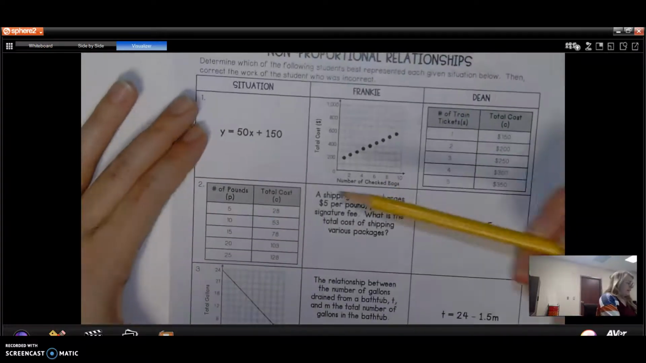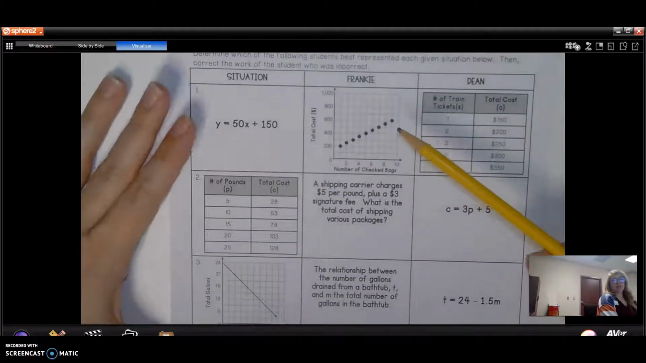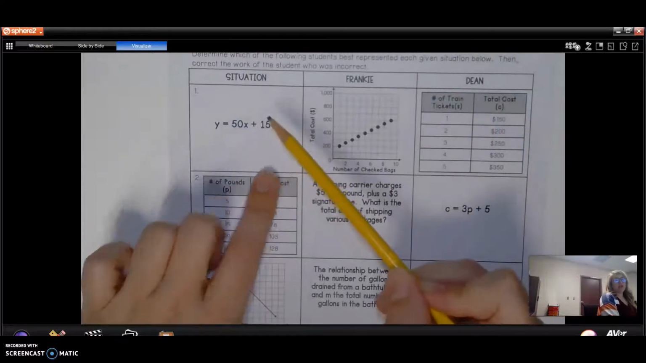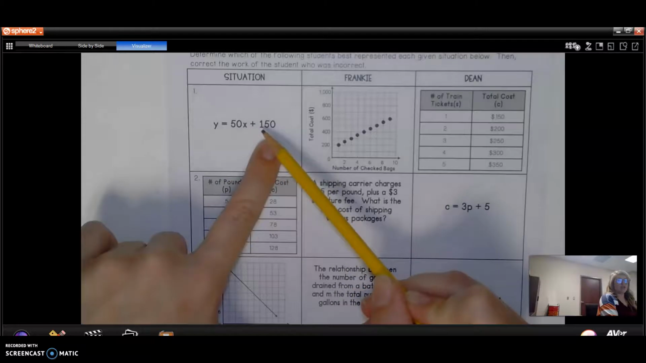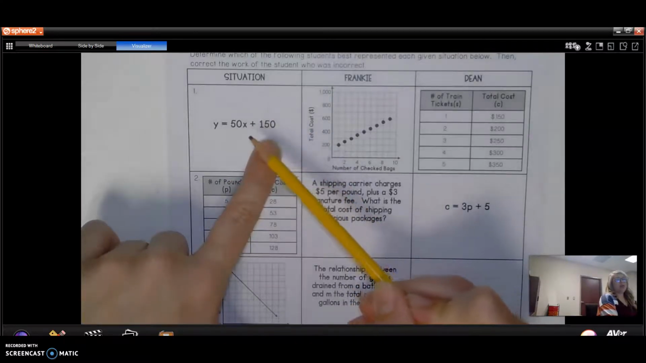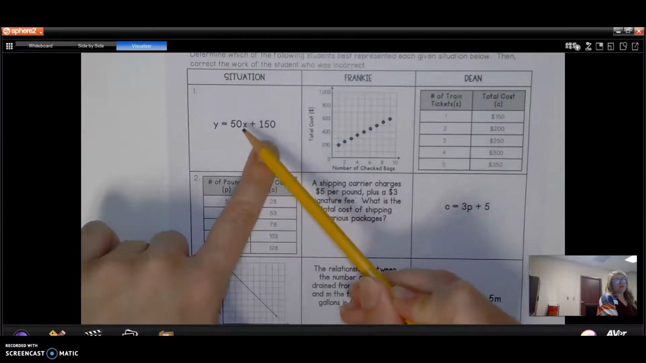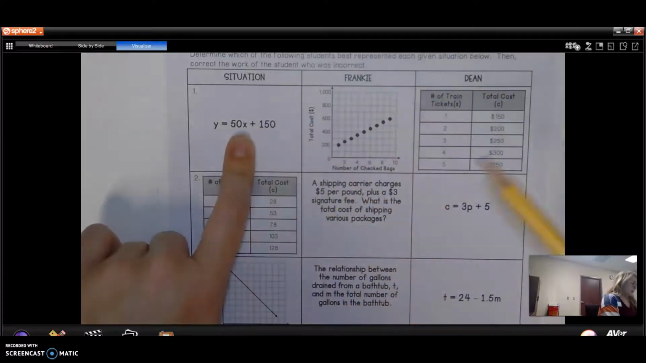Okay, so what we have here is a situation, and then we have to figure out who did the best representation of this situation, whether it's Frankie or Dean. So our situation is y equals 50x plus 150. So we know that 150 is our initial value. And then we have the 50 times our x.